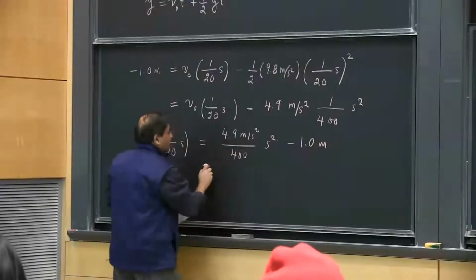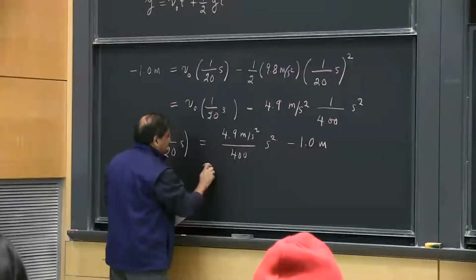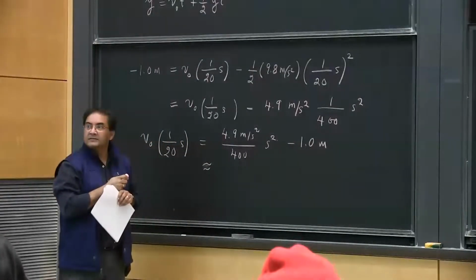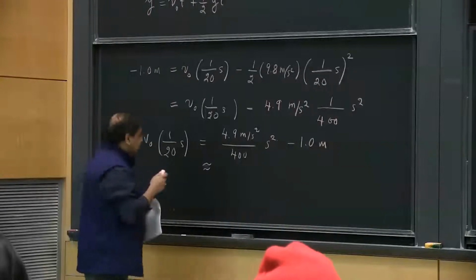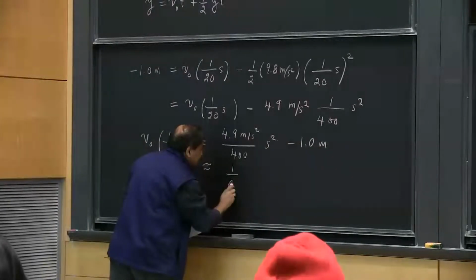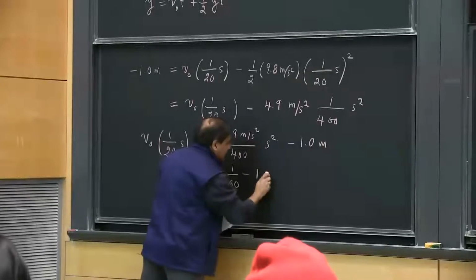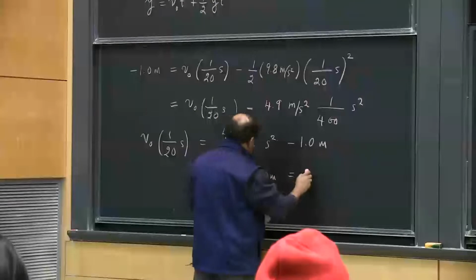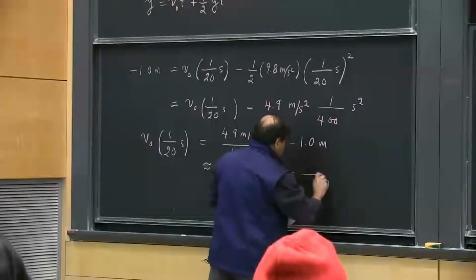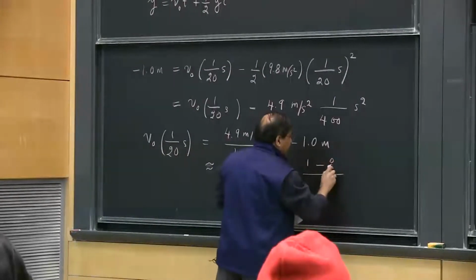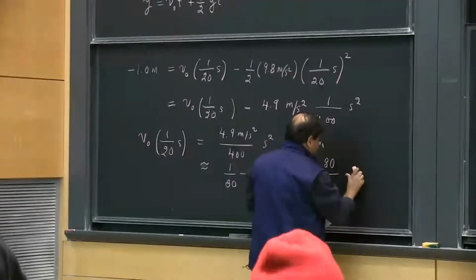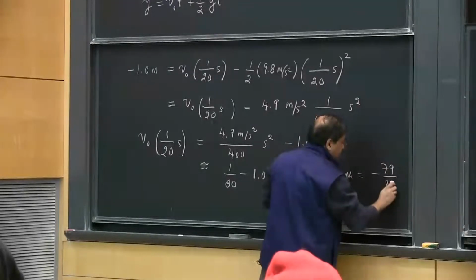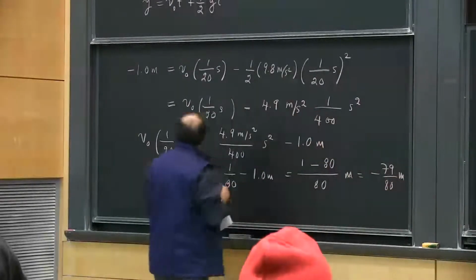So this is going to be second squared, so meter, minus 1.0 meters. So let me now make it into a 5, just approximate that. Simplify our life. So 5 over 400 is what? 1 over 80. Minus 1.0 meters. So therefore I can take 80 in the denominator, 1 minus 80. So that will be minus 79 over 80 meters. That's what I got here.